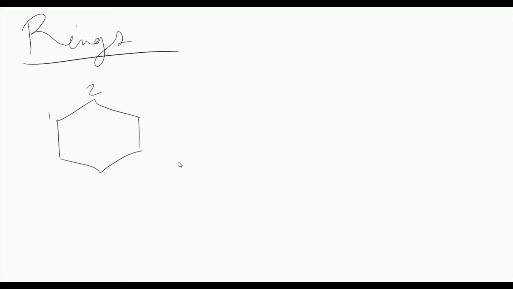Okay, let's talk about rings. Rings are in some ways simple and in some ways complex. They are simple because you just count the number of carbons on the ring and then you put cyclo in front of it. So you have this guy right here, which has 1, 2, 3, 4, 5, 6 carbons, making it cyclohexane.